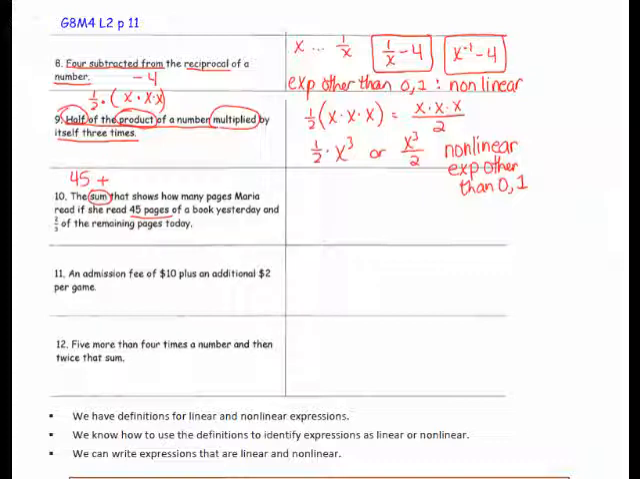Yesterday, she read 45 pages. Today, 2/3 of the remaining pages. Let's let x equal the remaining pages, and she read 2/3 of them. Remember that of means to multiply, so 2/3 of the remaining pages. So our expression is 45 plus 2/3 x.